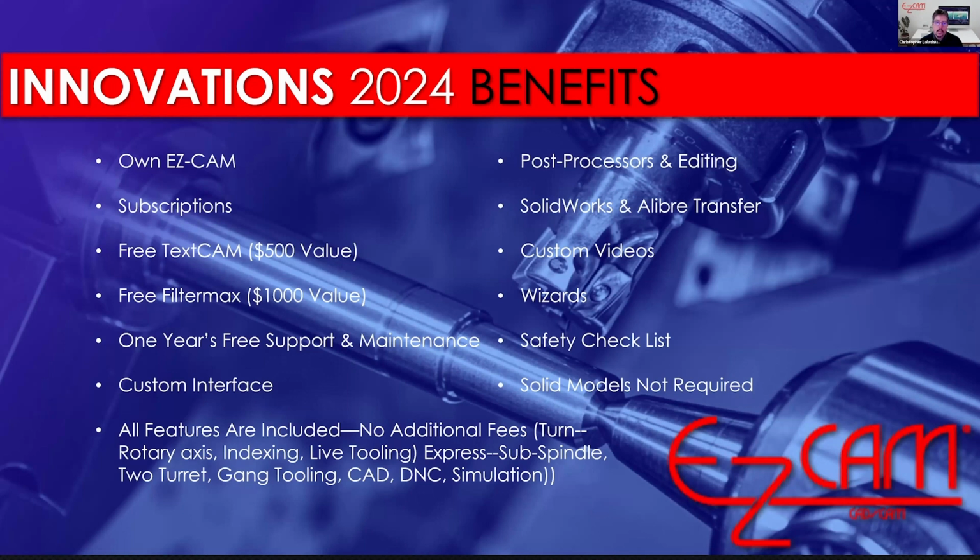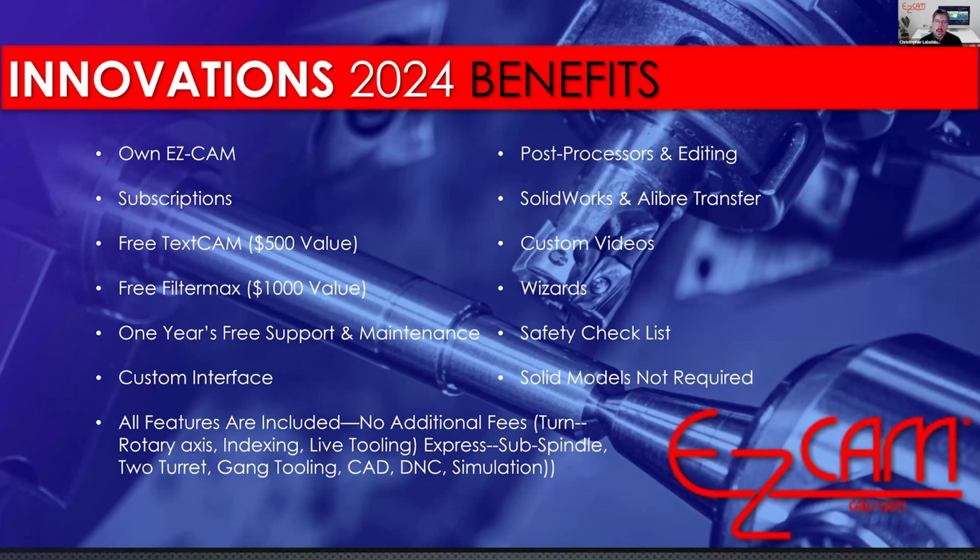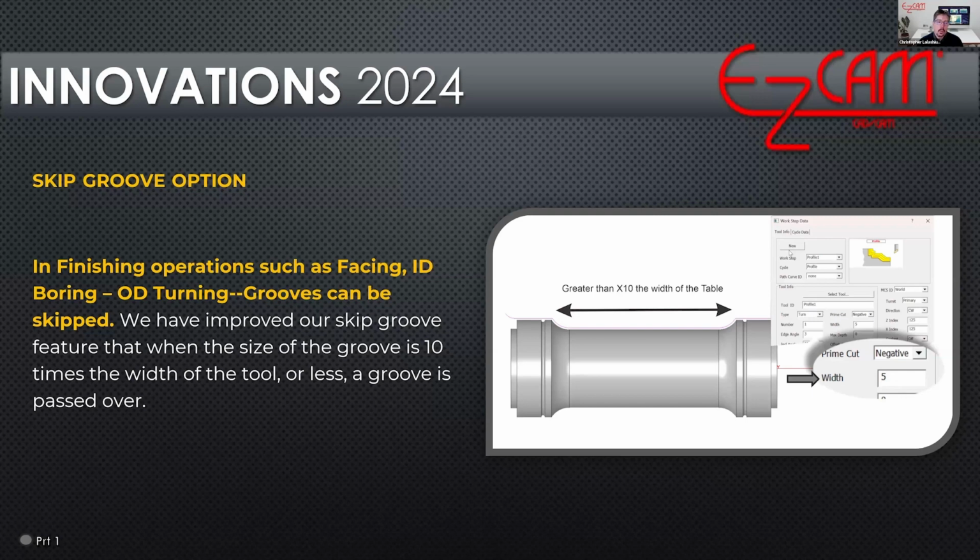So let us begin. We have a skip groove option. We have improved our skip groove feature so that when the size of the groove is 10 times the width of the tool or less, EZCAM will pass over a groove. So let's take a look at that now.